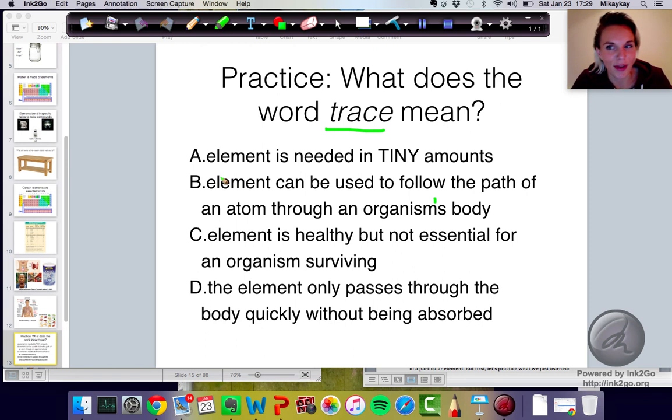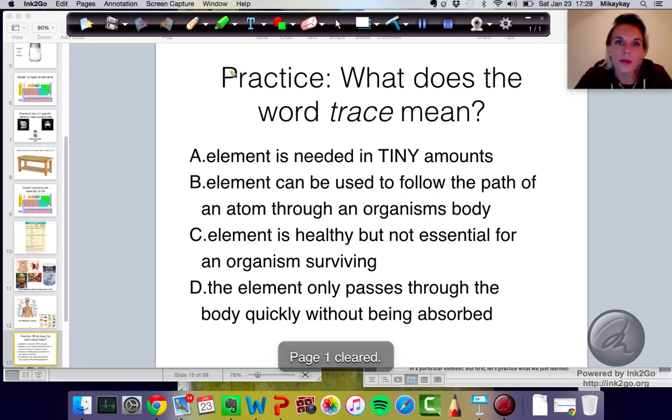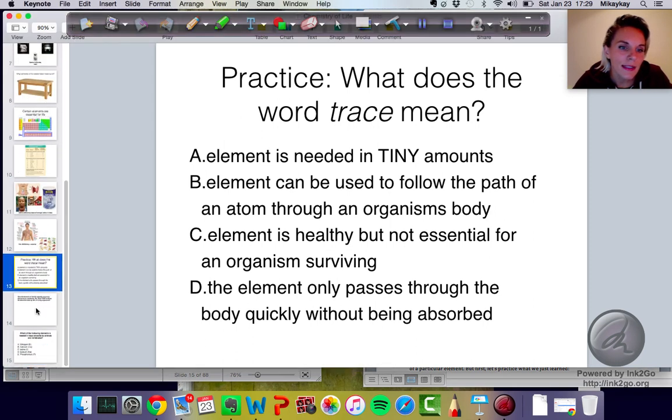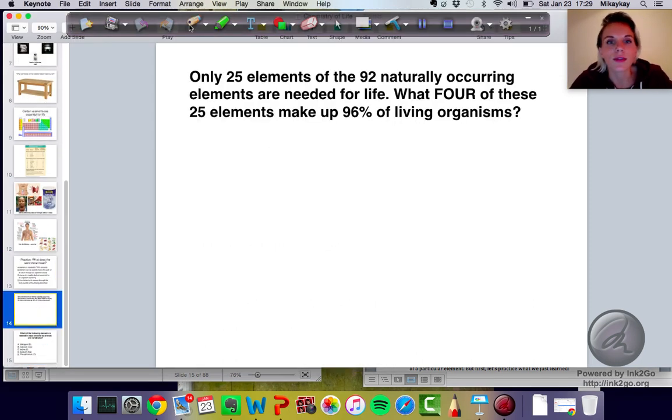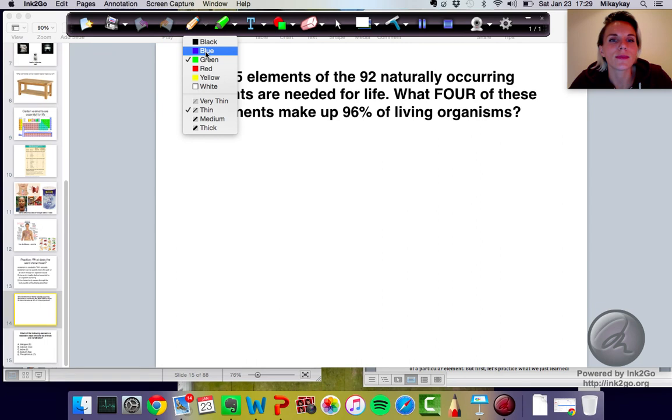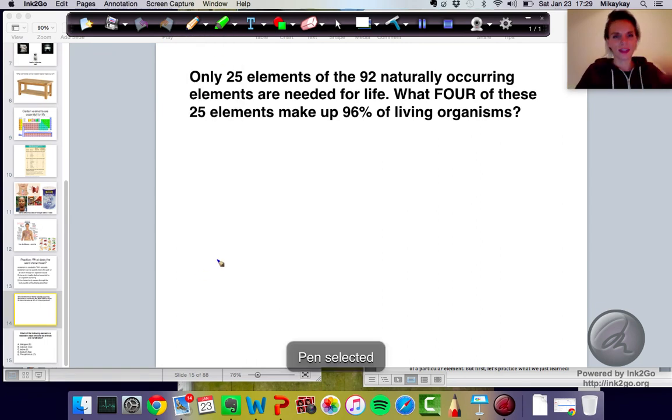Now that you've thought about it and you've answered after pausing the video, you will know the answer is a trace element is an element that you only need in tiny amounts, right? Very important, it's essential, but you only need tiny amounts of it. So we have another question. And this is not a multiple choice question because you got to practice those too.